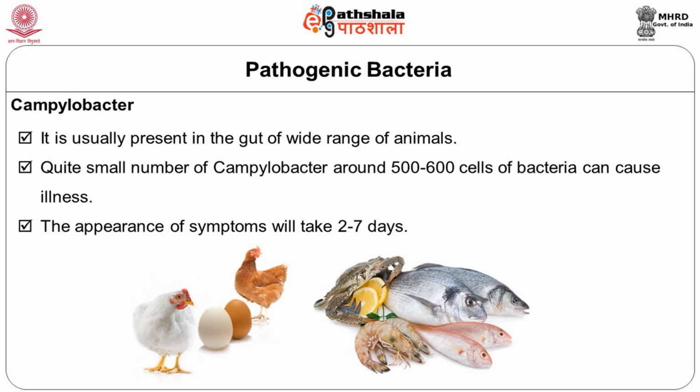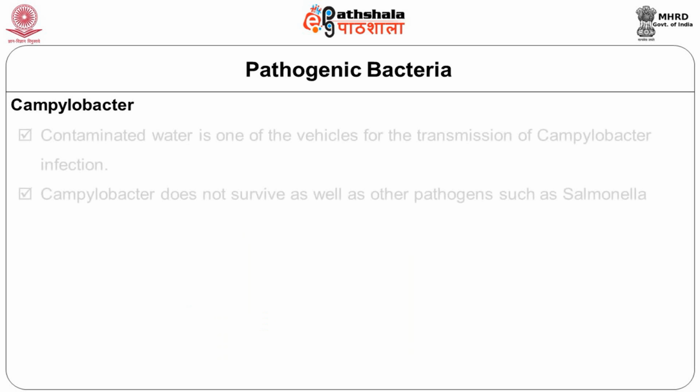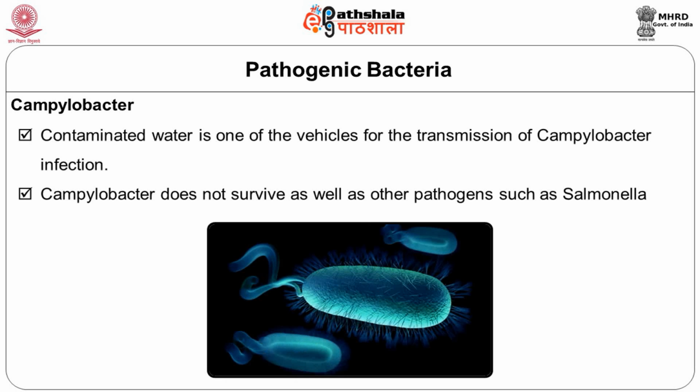Symptoms are diarrhea, sometimes bloody diarrhea also can be there. Cramps and vomiting are the very common symptoms of this disease. Contaminated water is the major vehicle for the transmission of Campylobacter infection, but it is very sensitive to high temperature, dry environment and also the presence of oxygen. In these conditions, it doesn't survive.